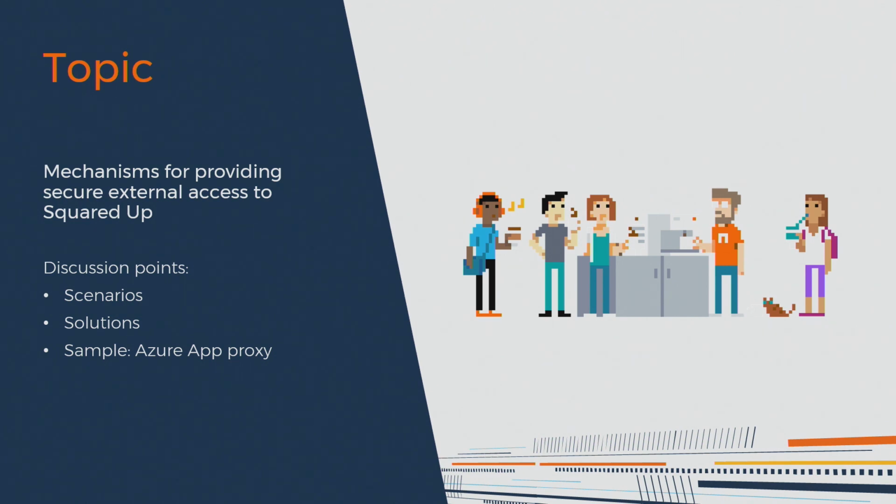So we want to talk about some of the reasons why you do this, then look at some of the various different solutions you could use, and then finally dig down on a case study and actually show you a live demo of using Azure App Proxy to do this. And the pitch here is that you can do it without changing any external firewall ports or putting Squared Up on an externally facing server. So that's a pretty neat use case. Right, with that, let's get started.